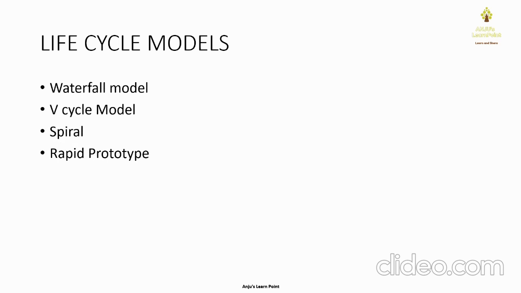Now moving on to the life cycle models. There are basically four life cycle models. First one is the waterfall model. Second one is called the V-cycle model. Then we have the spiral model, and last is the rapid prototype. First we will start with the waterfall model.